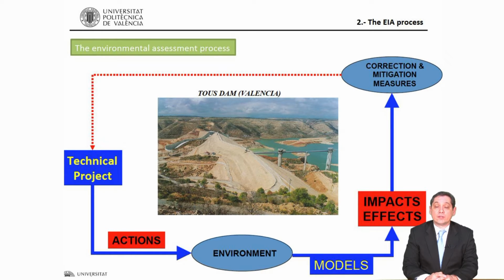Afterwards, we have to describe the environment. We are going to write what is called an environmental analysis. And we are going to use mathematical models in order to quantify the environmental impacts that the project induces over the environment. Finally, looking at those environmental impacts, we will describe and define the correction and mitigation measures. We will quantify their value and we will change the technical project accordingly. So the technical project will be modified after the environmental assessment process.